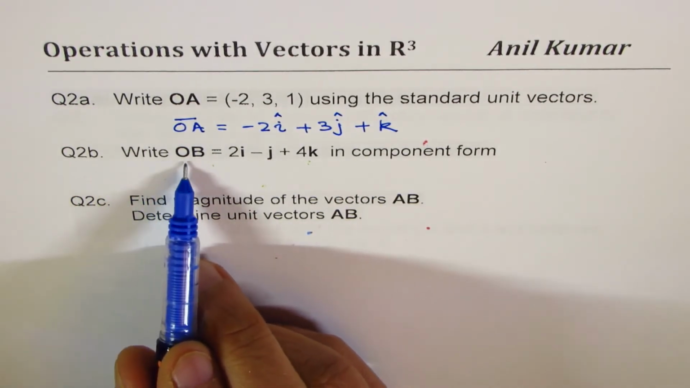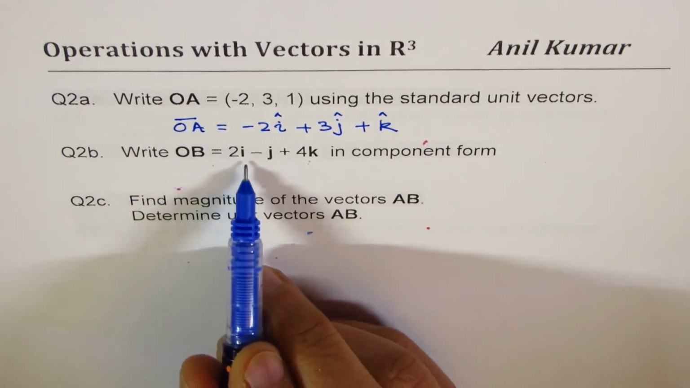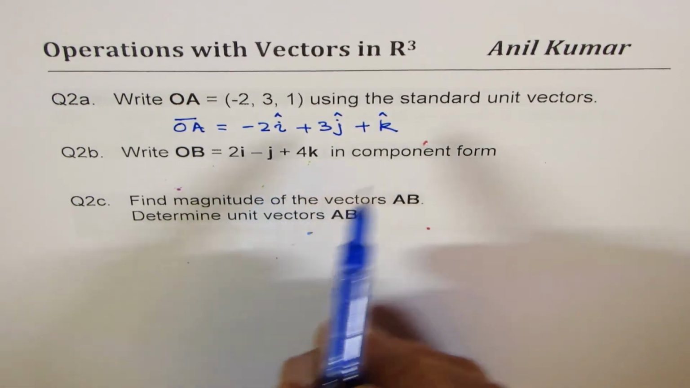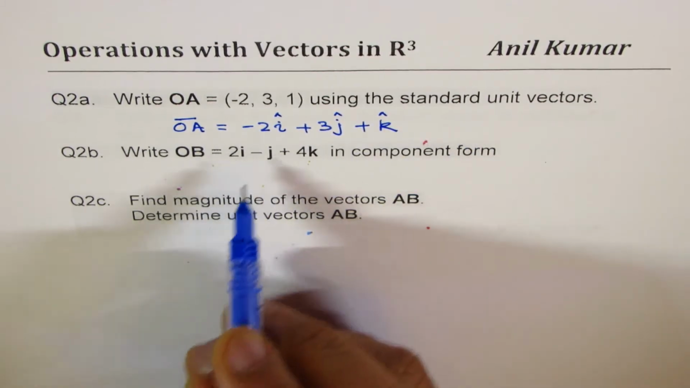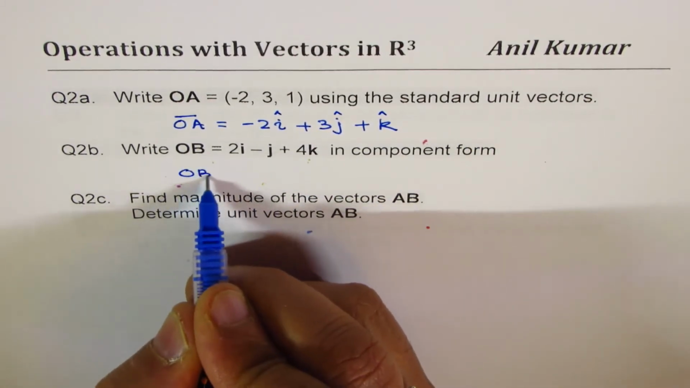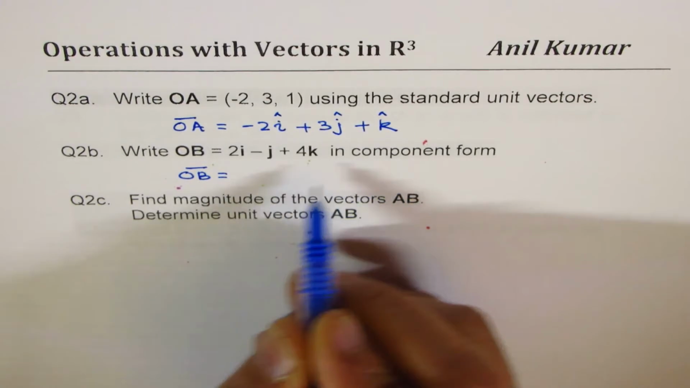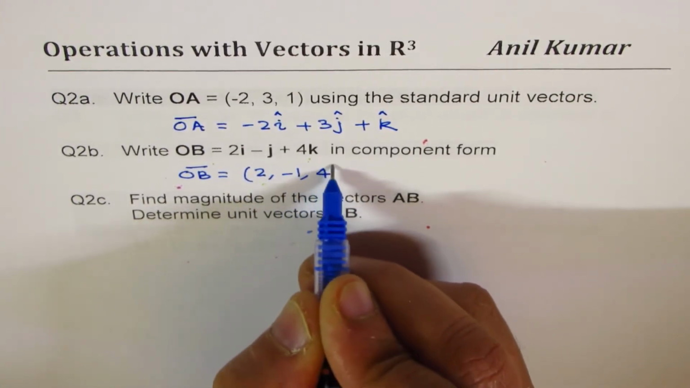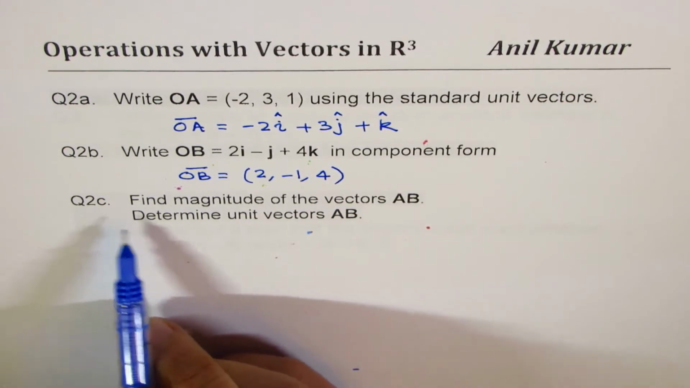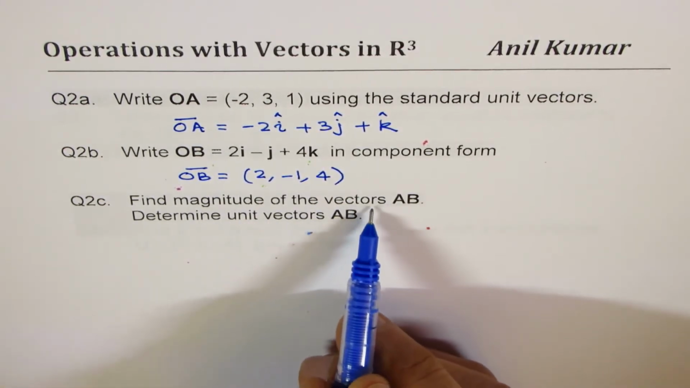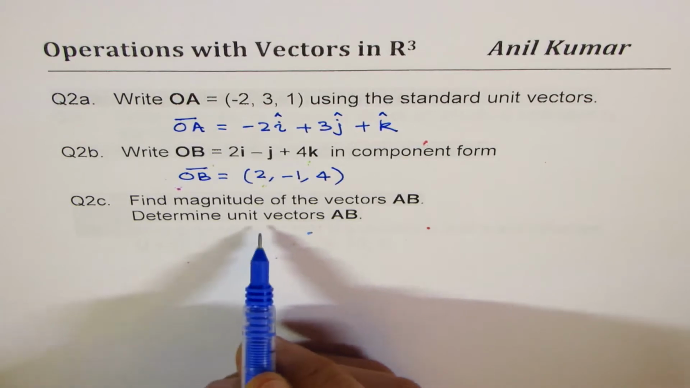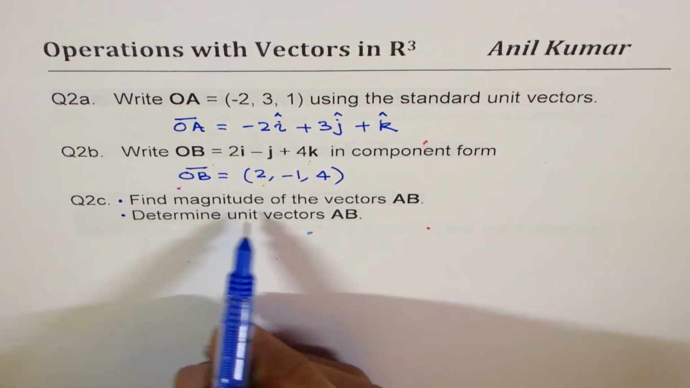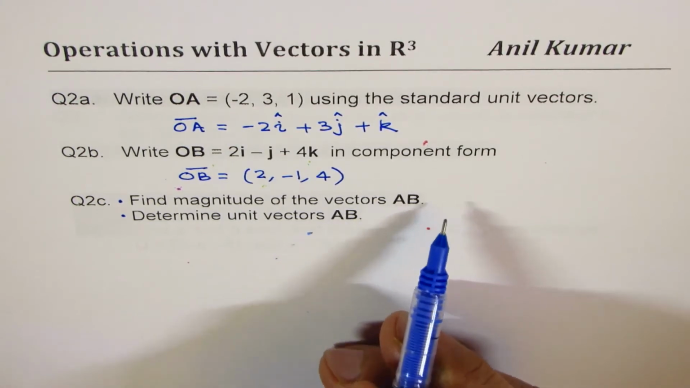i, j, k are unit vectors along x, y, and z direction. 2b is write vector OB, which is 2i minus j plus 4k, in component form. So this is already given in standard unit vector form. So OB could now be written in component form as 2, minus 1, 4. Correct? 2c is find the magnitude of vector AB, determine unit vector AB. So there are two parts to this. First, we have to find the magnitude of vector AB.